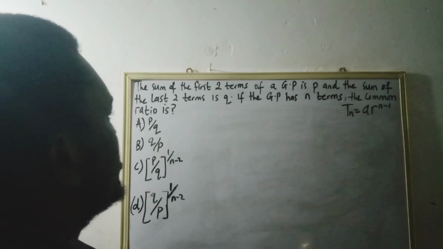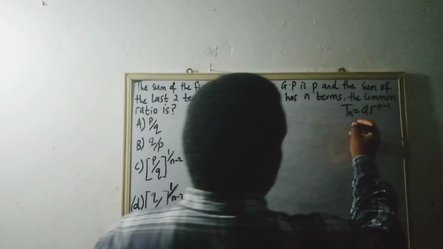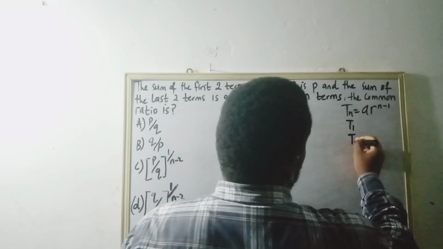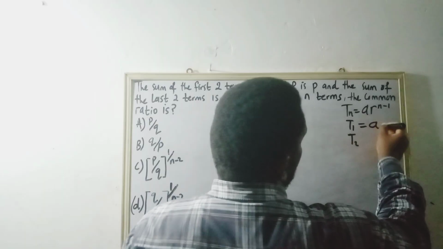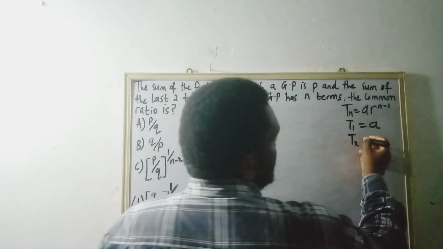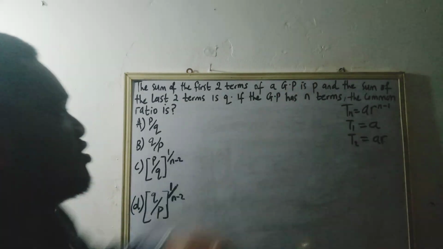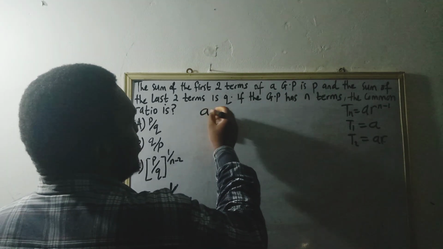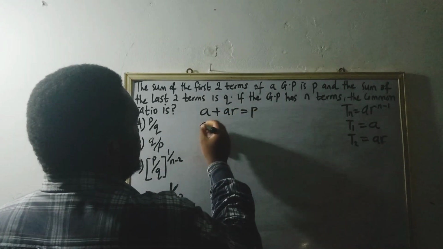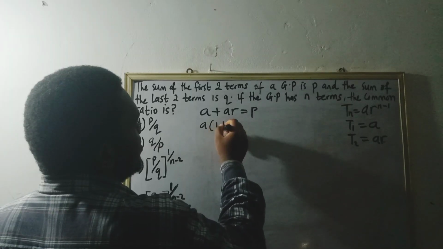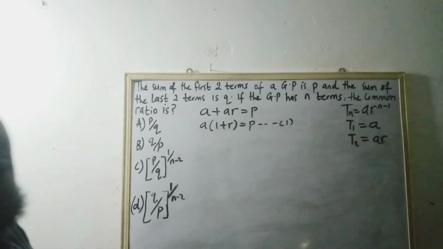If we are told that the sum of the first two terms of the GP is P, it means that T1 and T2, by the time I add those two terms, I get P. But what exactly is T1? Of course, T1 is just a, and T2 is ar. So the sum of these two terms gives P. I can write a + ar = P, or invariably a(1 + r) = P. This is my equation 1. All I've done is factorize a.